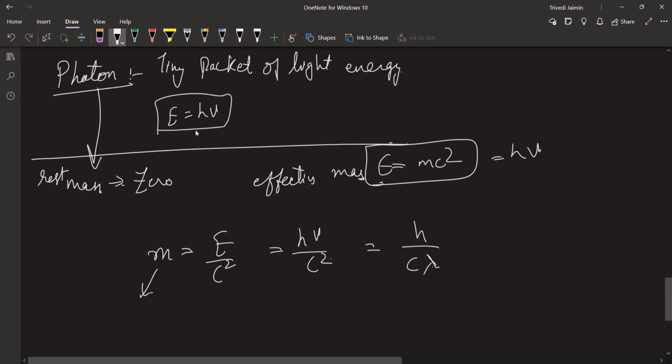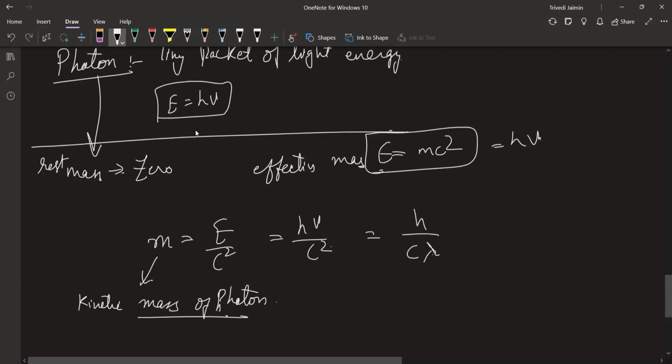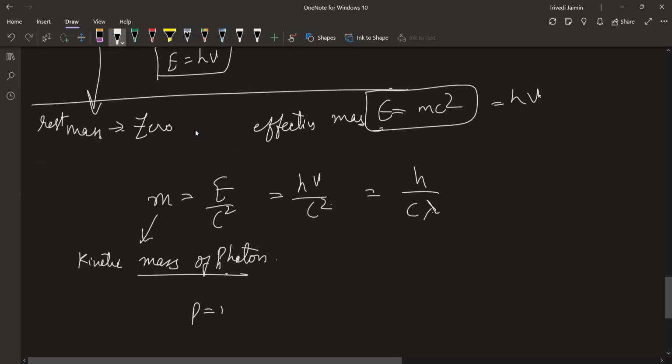So this is known as the kinetic mass of the photon. If you want to find momentum, we can say P equals mc. Now substitute the remaining things here. Use this and substitute there. So P equals E by c, or hv by c, or h by lambda.